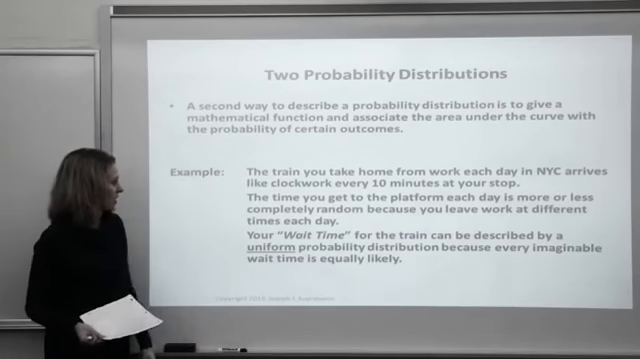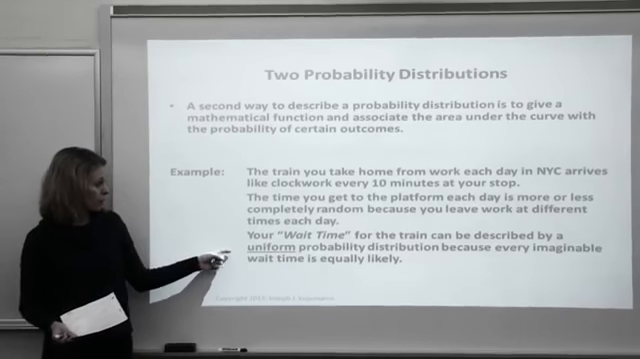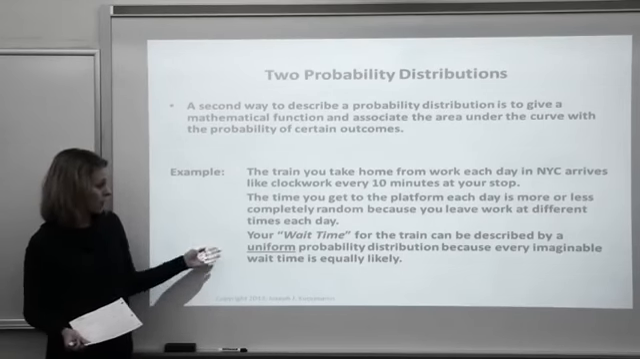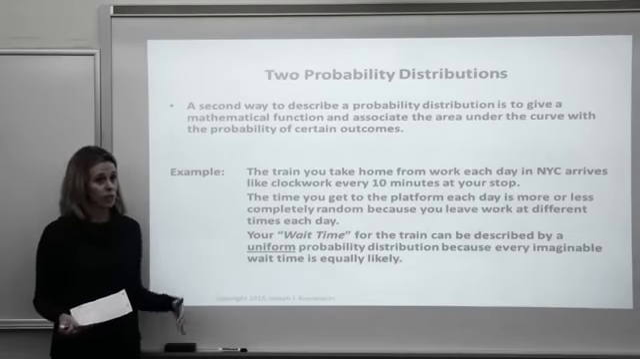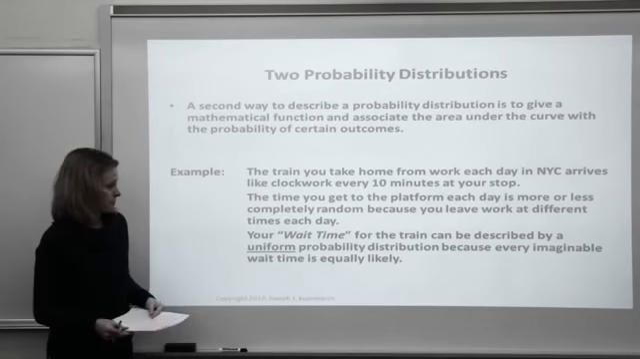There goes the last train. So your wait time for the train can be described by what's called a uniform probability distribution, because every imaginable wait time is equally likely. You're equally likely to wait 1 to 2 minutes as you are 9 to 10 minutes.